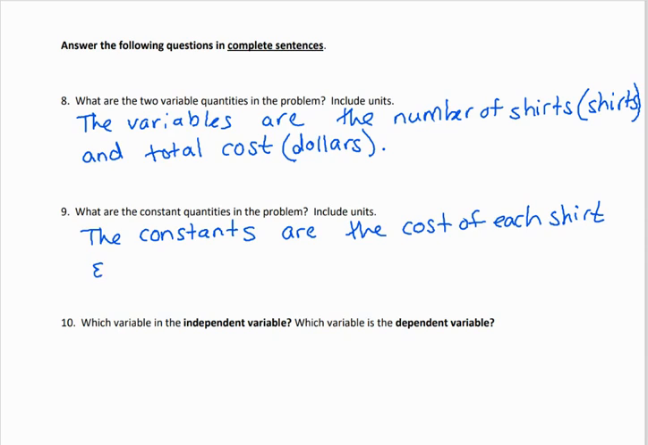And then was there another number that we always used? The $49.95. What did that represent? The fee, exactly. So the constants are the cost of each shirt and the setup fee or the one-time fee. If you just wrote the fee, that's okay too. Okay? So again, variables are whatever you defined as X and Y, and constants are the numbers you're always using in each problem to solve.